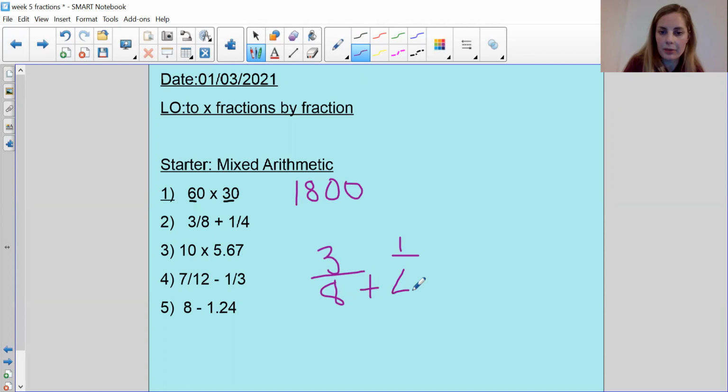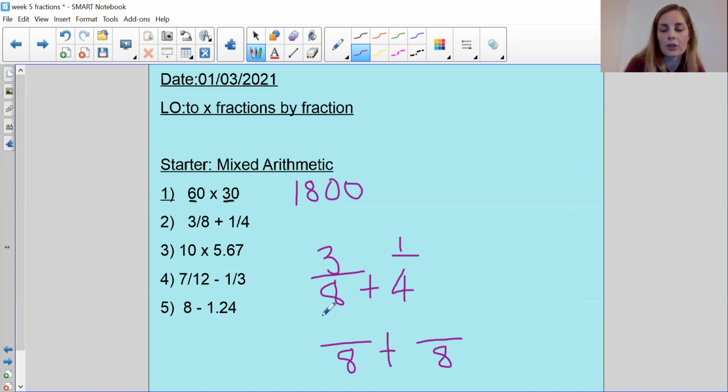Right, now this is a concept that we did the other day, so hopefully it's nice and fresh in your memory. We know that we need to have the same denominators, the same bottom number, okay? And I look at the biggest number, which is 8, and I say, can 4 go into 8? Yes, it can. So my bottom number is going to be 8, because I have to make my denominators the same in order to add or subtract my numerators.